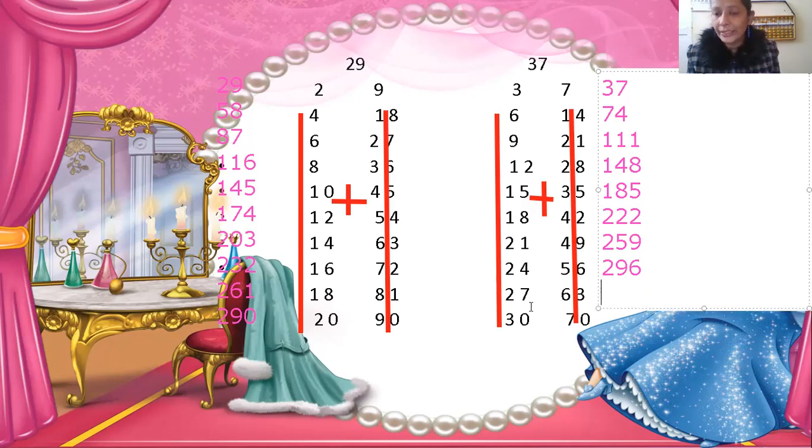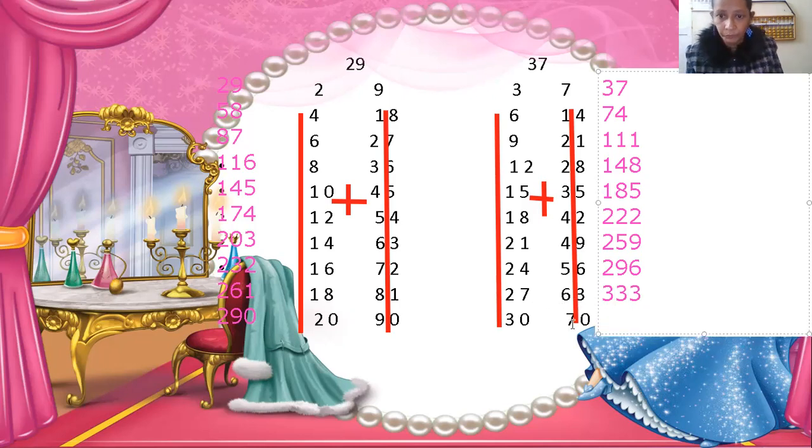Next you see 27 plus 6. 27 plus 6 is 33, so 33 I will write down here and this 3 is with it, 3 I will write down here as it is. Now next you see 30 plus 7. 30 plus 7 is 37. 37 I will write down here and 0 is with it, so 0. Now this is the table of 37.